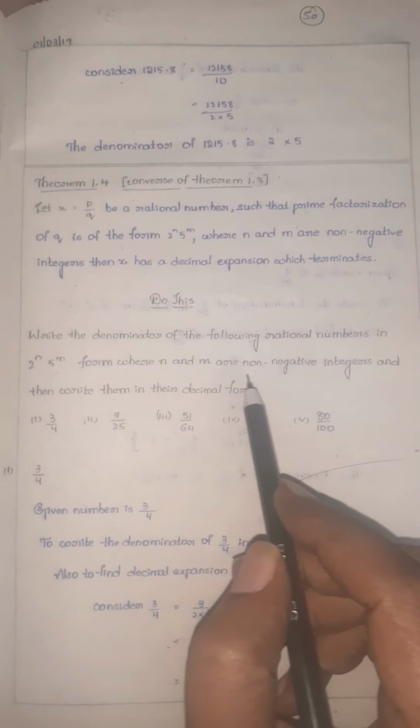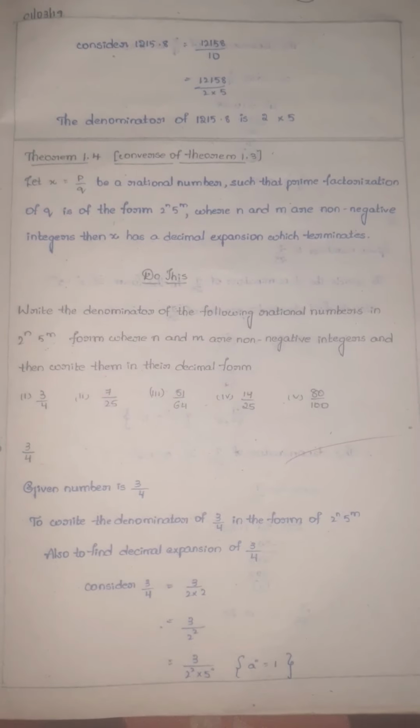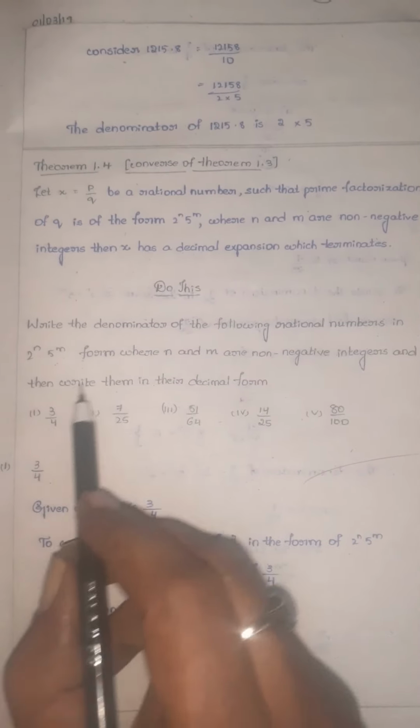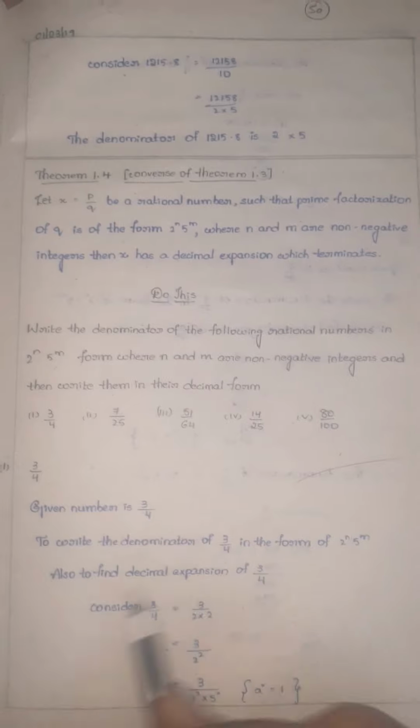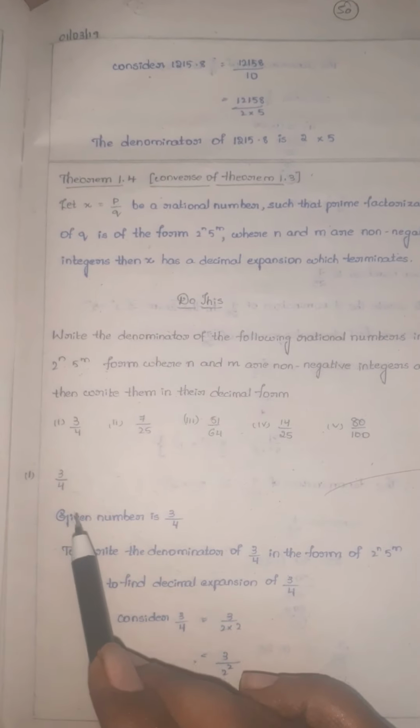So do this: write the denominator of the following rational numbers in the 2 power n, 5 power m form, where n and m are non-negative integers, and then write them in decimal form. So these are the 5 questions given, children. We will see them one by one. So first one, 3 by 4.